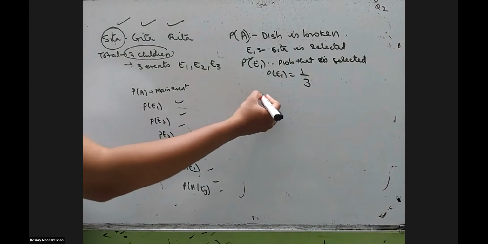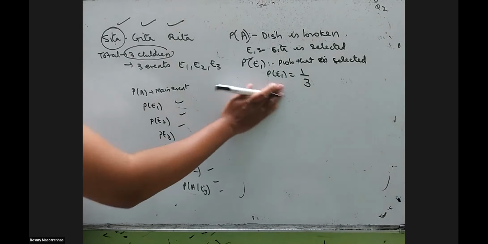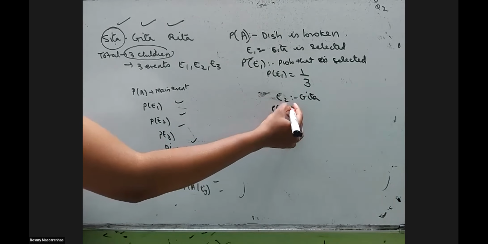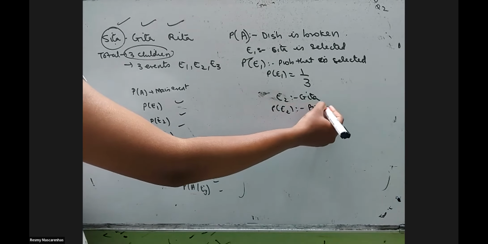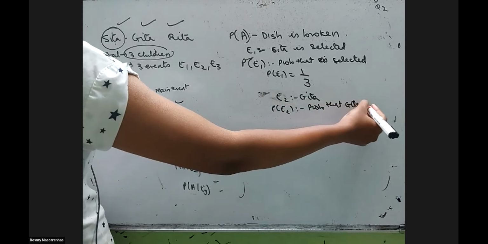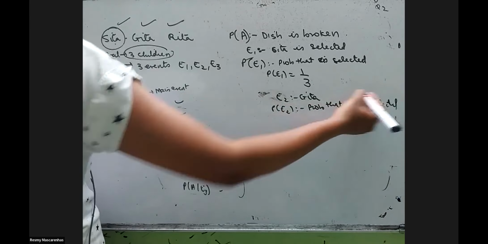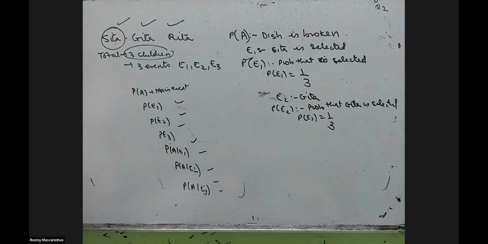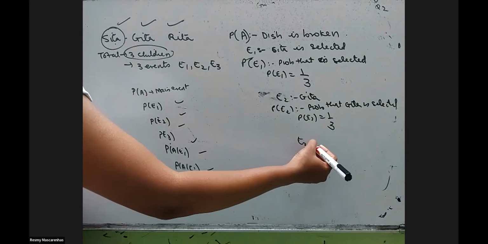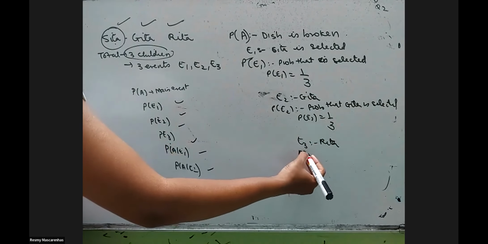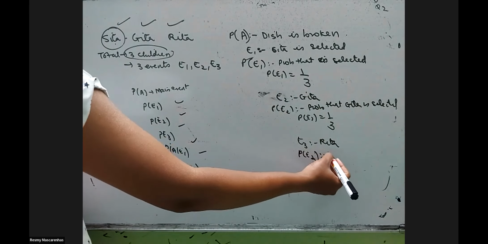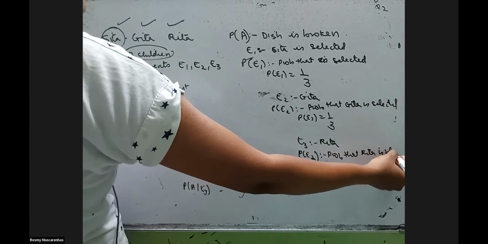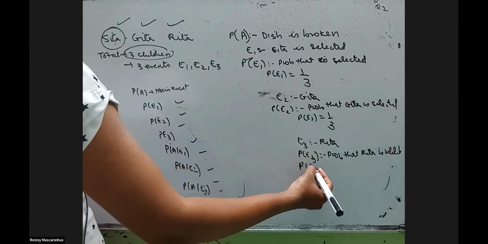Same way, P of E2. So E2 is for Geeta. P of E2 is what? Probability that Geeta is selected. Again, how many chances? P of E2 is 1 out of 3. And E3 is also the same, Rita. Probability that Rita is selected. So P of E3 will be 1 by 3.